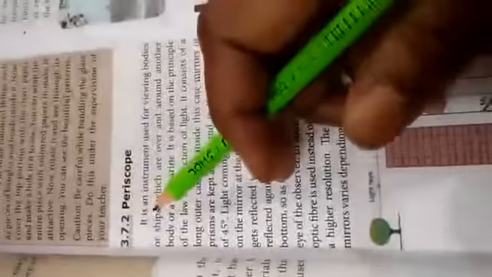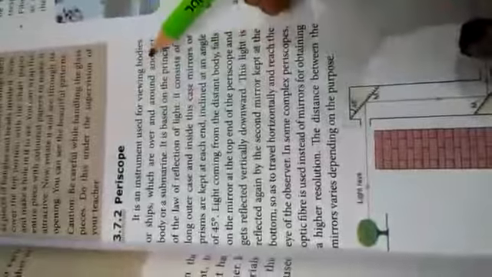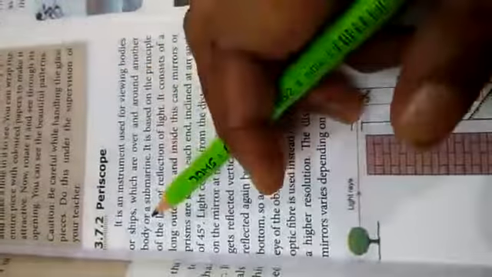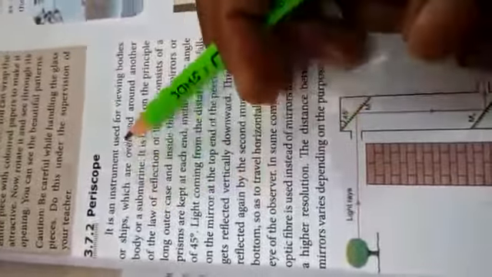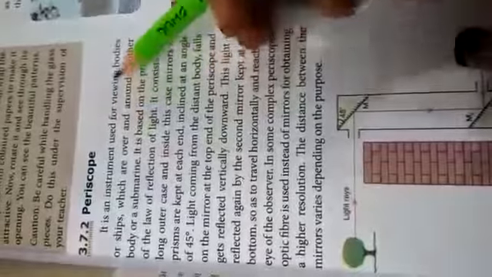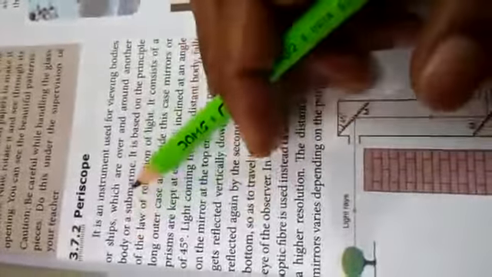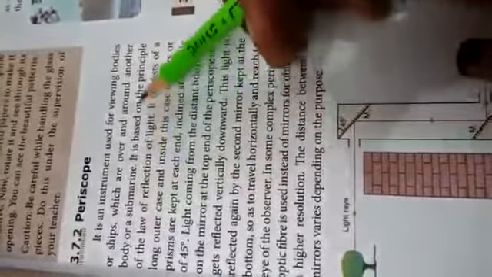Next we will move on to periscope. It is an instrument used for viewing bodies or shapes which are over and around another body or a submarine. It is based on the principle of the law of reflection of light.